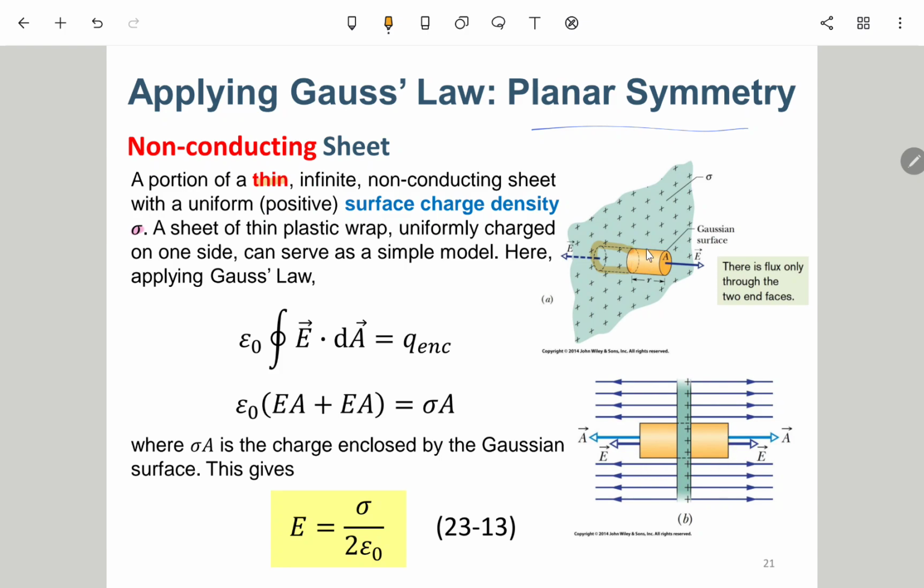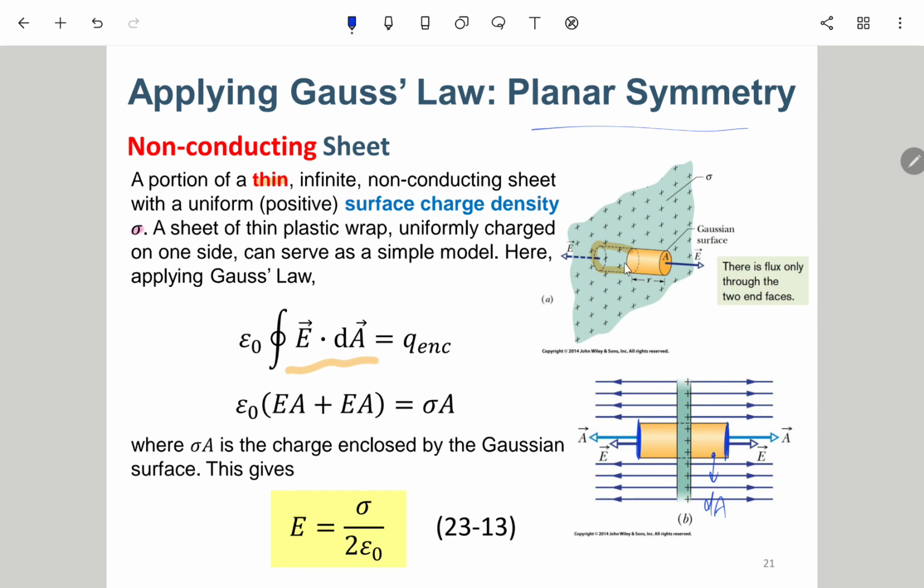For the side, it will not contribute to the surface integral. Because for example, at this point, dA has a 90 degree angle with the E field. So the side won't contribute anything to this surface integral. Only this side and this side will contribute to the surface integral.